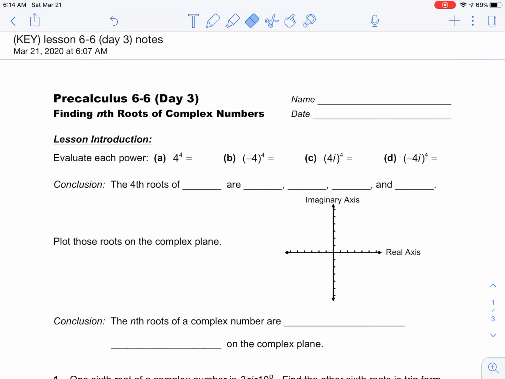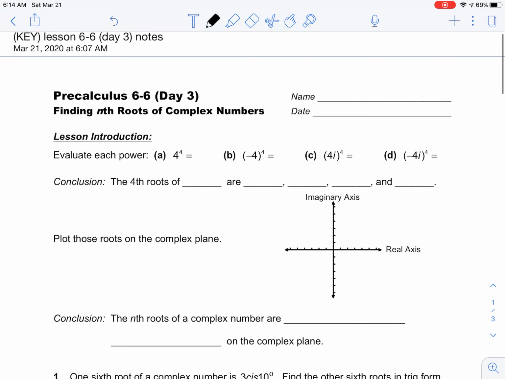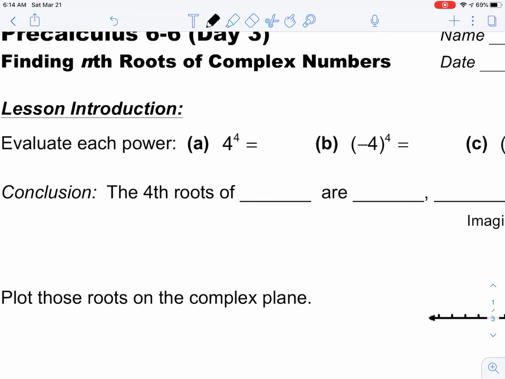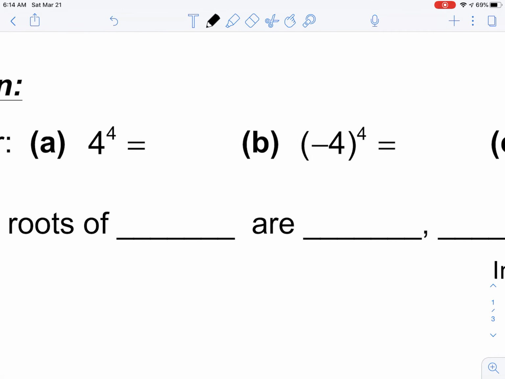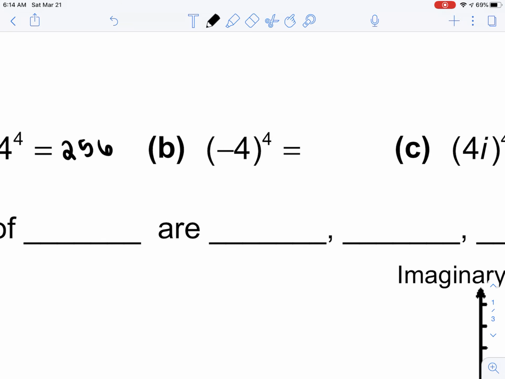Today we're going to look at the 6-6 Day 3 notes. To introduce the topic, I have you evaluate different powers. 4 to the 4th power is 256, but so is negative 4 to the 4th power.